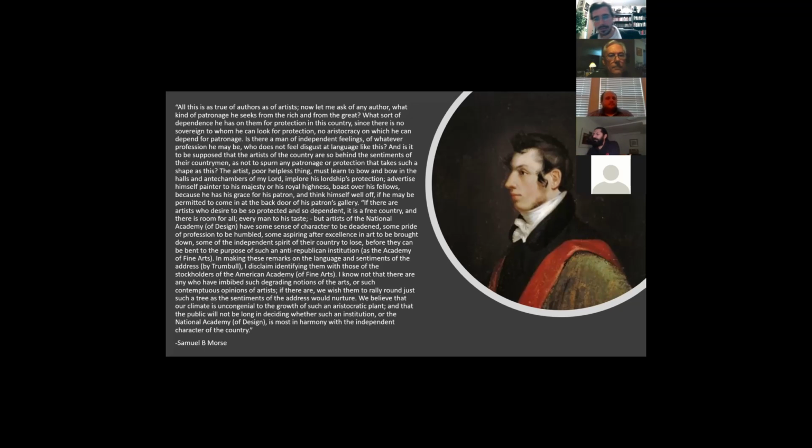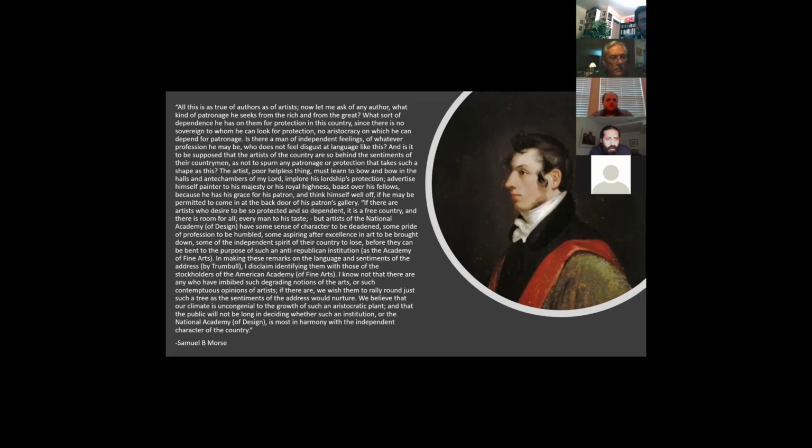"All this is as true of authors as of artists. Now let me ask any of the authors what kind of patronage he seeks from the rich and from the great. What sort of dependence he has on them for protection in this country, since there is no sovereign to whom he can look for protection, no aristocracy on which he can depend for patronage. Is there a man of independent feelings, of whatever profession he may be, who does not feel disgust at language like this? And is it to be supposed that the artists of the country are so behind the sentiments of their countrymen as not to spurn any patronage or protection that takes such a shape as this?